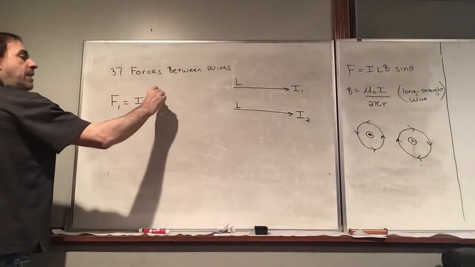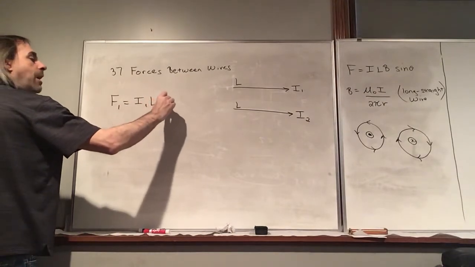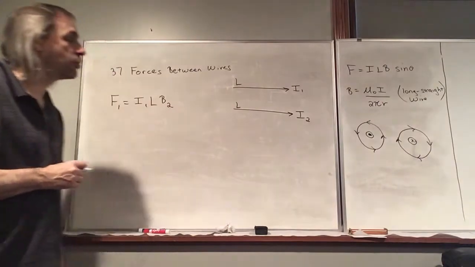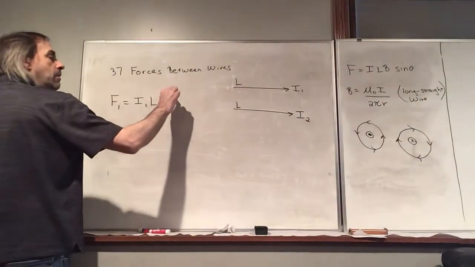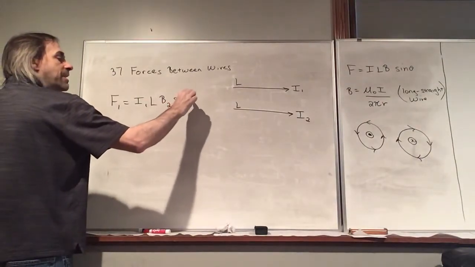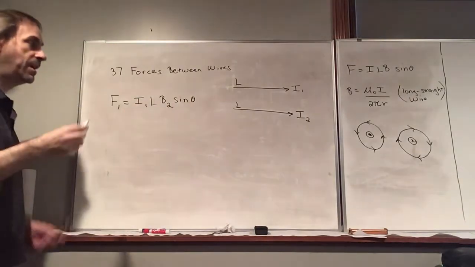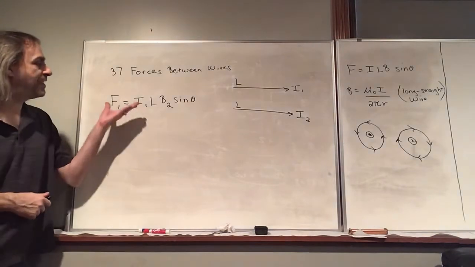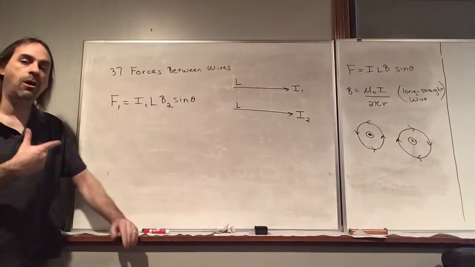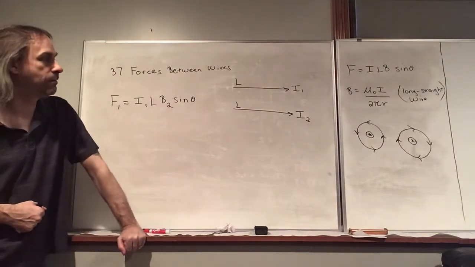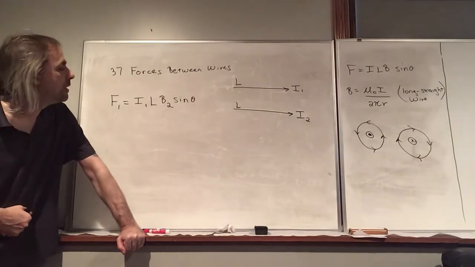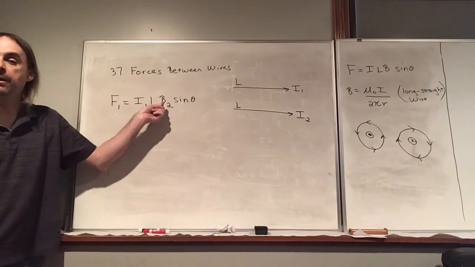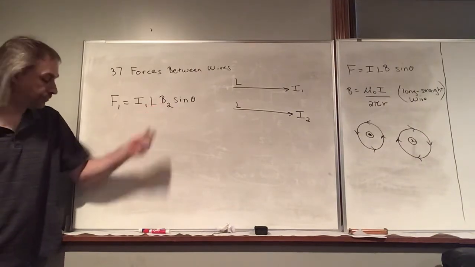And then we have B2. The force on wire 1 is due to the magnetic field of wire 2, so we'll call that B2, and we'll put sine of theta in here. So we have to figure out what that angle is. And again, this is just the magnitude of the force. We also want to know the direction of the force. So we need to know what B2 is, the magnetic field due to wire 2.